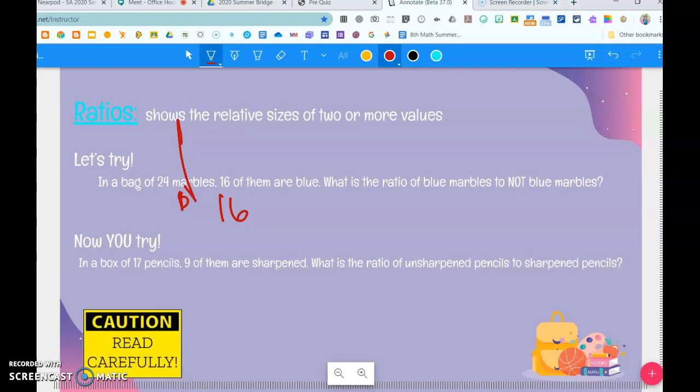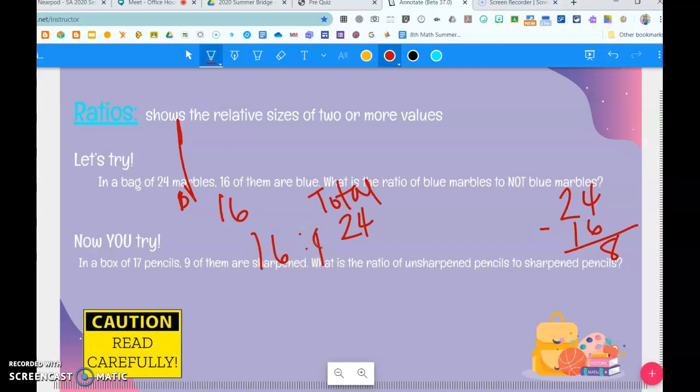whoa, my computer just got crazy. And we have a total of 24. Then if I take 24 minus 16, that'll give me 8. And so 16 are blue and 8 are not blue.